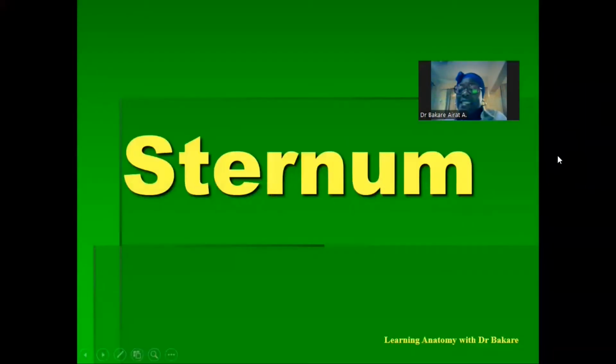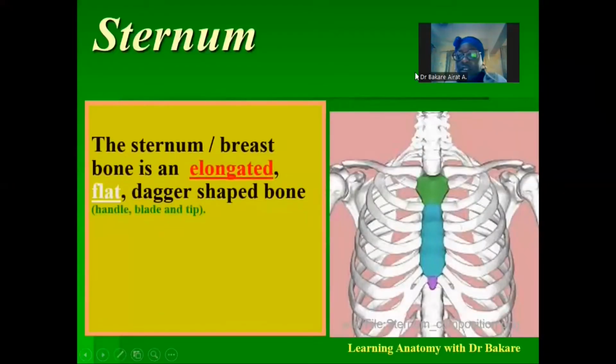Welcome. Let's look at the sternum. The sternum is also referred to as the breastbone. It is an elongated flat bone that is seen in the anterior part of the thoracic cage.